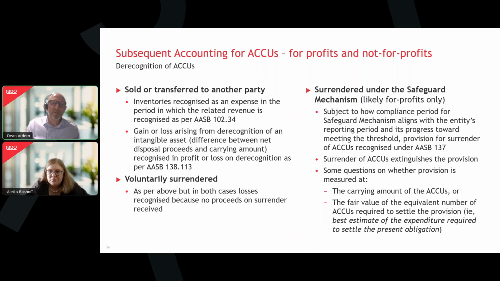Voluntarily surrendered, well, if you voluntarily surrender it, you're effectively giving it up. The legal effect of that is that the Clean Energy Regulator takes that ACCU, with a number on it, out of the system. So it's no longer recognised as an ACCU. If you surrendered it, you're obviously not paid for it, so there's no consideration to recognise. So it's a loss.